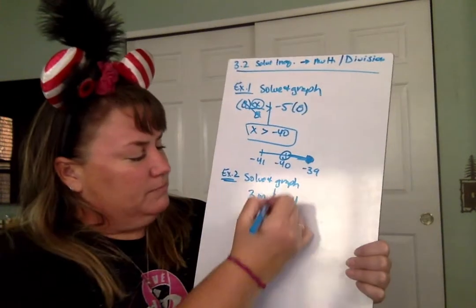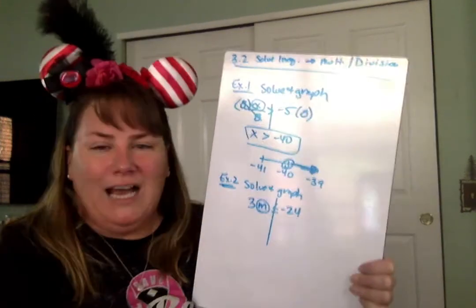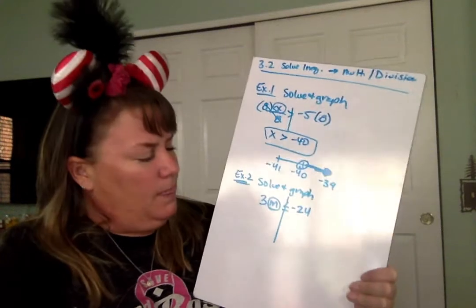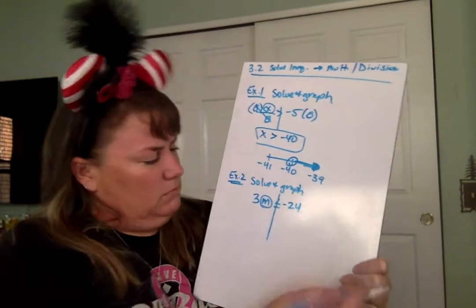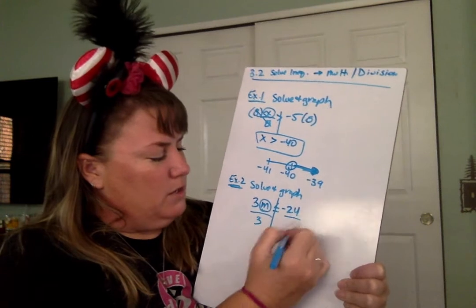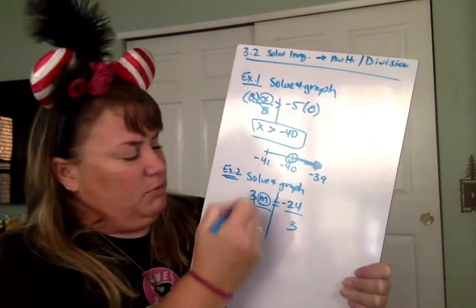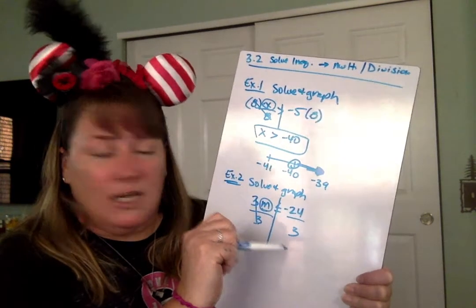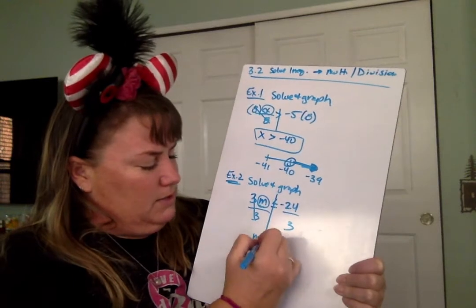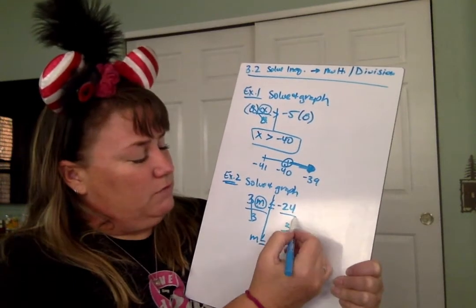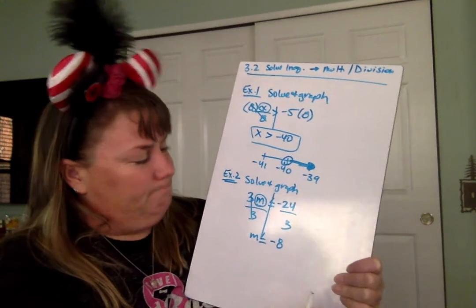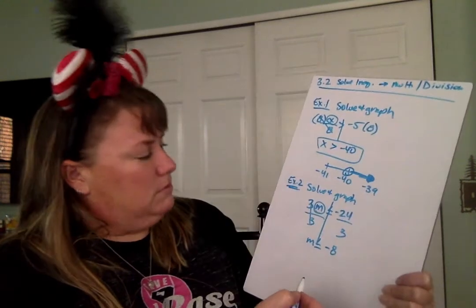Multiplication problem. That's variable. How do you undo multiplication? Hopefully you said division. So let's divide this by 3 on both sides. Remember, 3 divided by 3 is 1. That's why I cross it out. M is less than or equal to negative 24 divided by 3, negative 8. Boy, I like negatives.